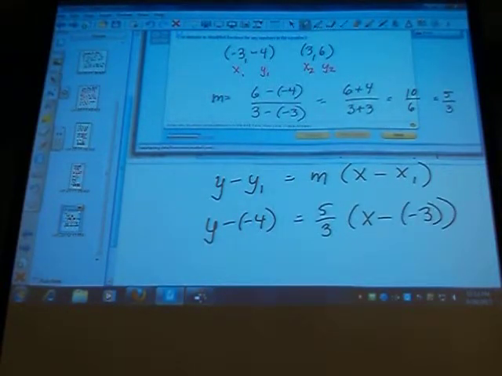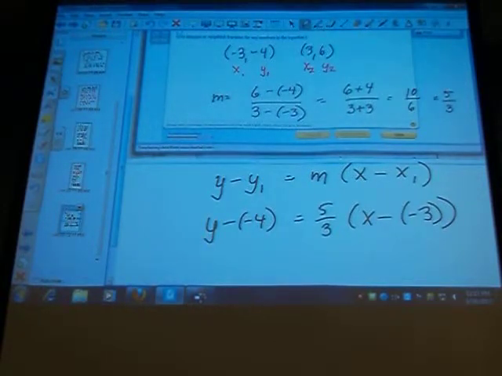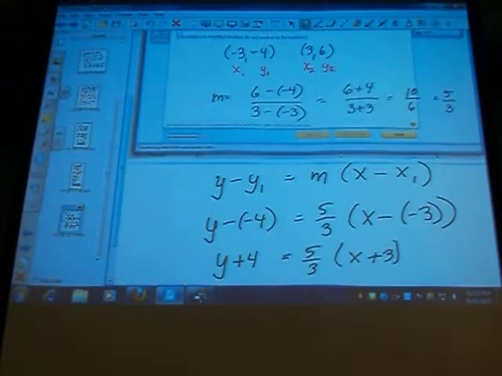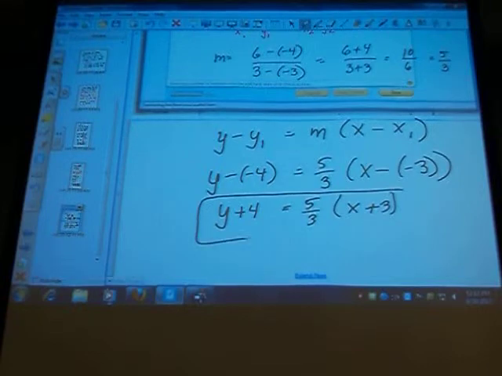Okay, so for my x1 and y1, I would just use that first point. And then I want to switch my double negatives back to positive. So minus minus 4 is plus 4, and x minus -3 is x plus 3. Okay, and that is the point slope form of the equation.